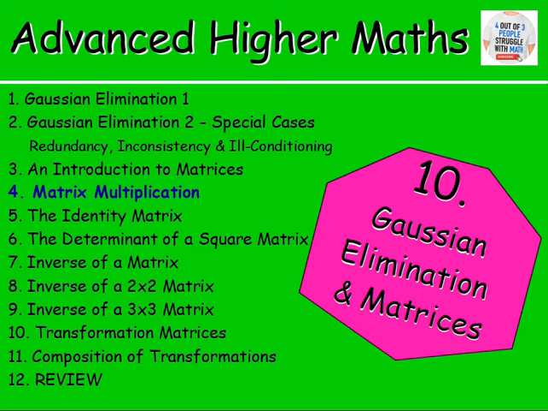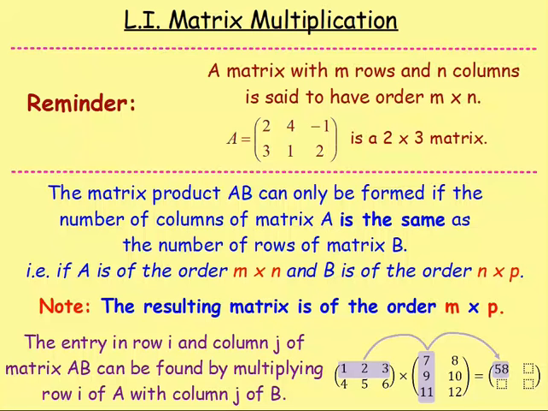After that, we looked at matrix multiplication. So in the first lesson of matrices here, we were multiplying by a scalar, but you can also multiply a matrix by a matrix. In order to multiply matrices together, you have to look at the order. A matrix product AB can only be formed if the number of columns of matrix A is the same as the number of rows of B.